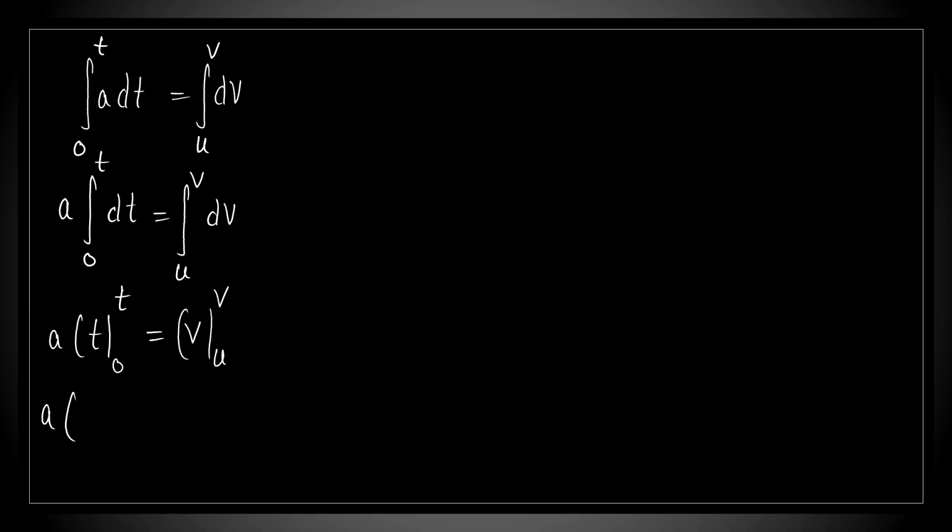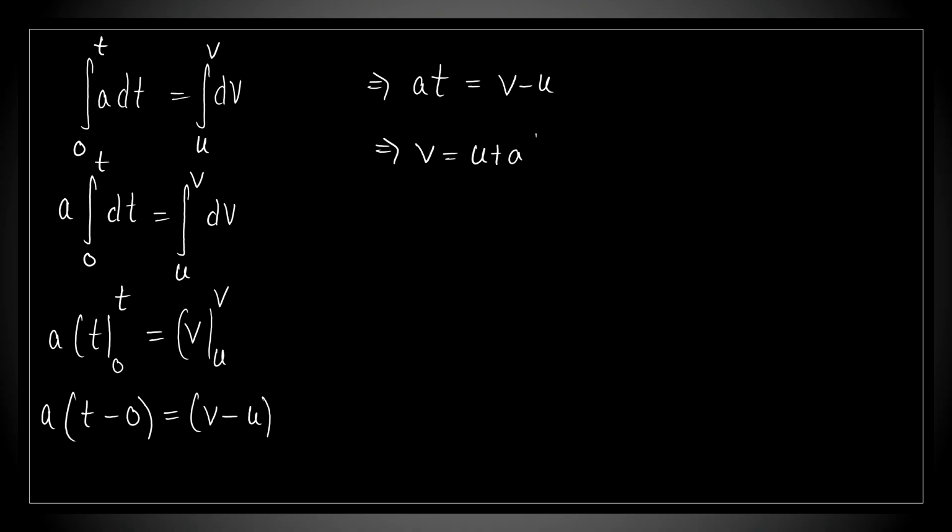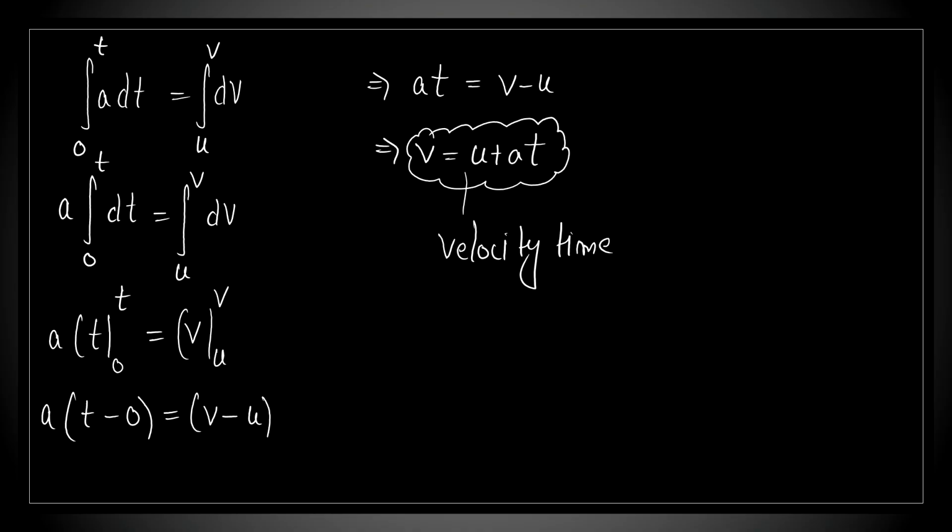Then a times upper limit t minus lower limit 0 equal to upper limit v minus lower limit u. Then it is a t equal to v minus u. This implies v equal to u plus at, which is equation first, that is the velocity-time relation.